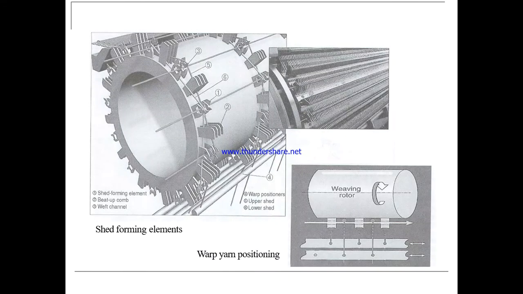So these are some actual photographs of the multi-phase circular weaving machine, where you can see the shed formation elements. These elements actually make the warp sheds go up and down for the formation of the shed. This is number one. You can see the beat-up combs. These elements help push the warp yarn at the cross-fell position. And these are the weft channels through which the weft insertion will take place.